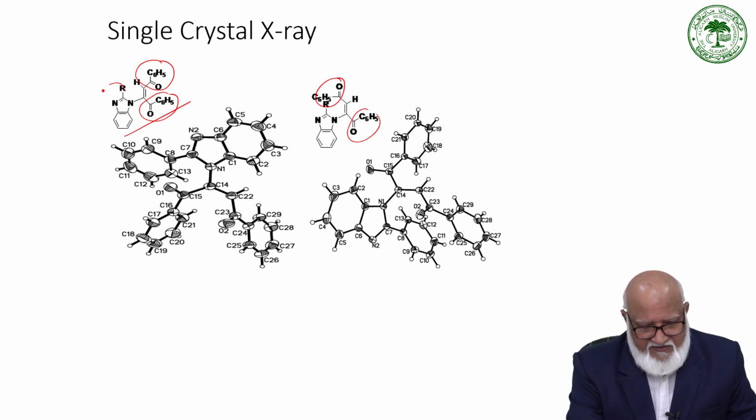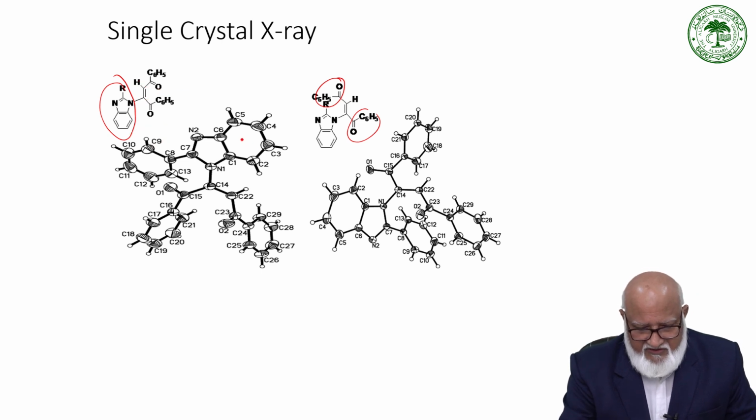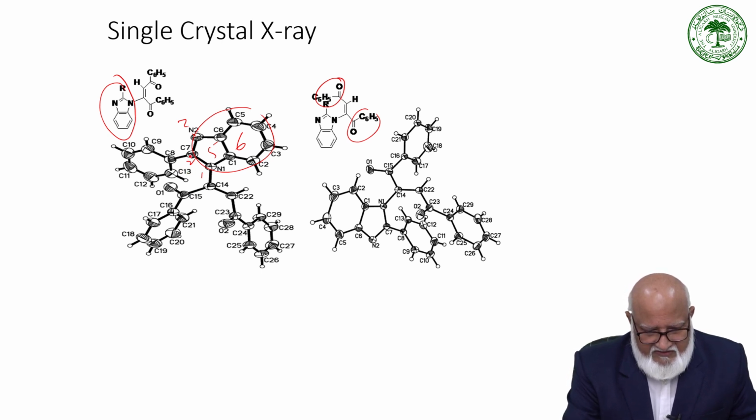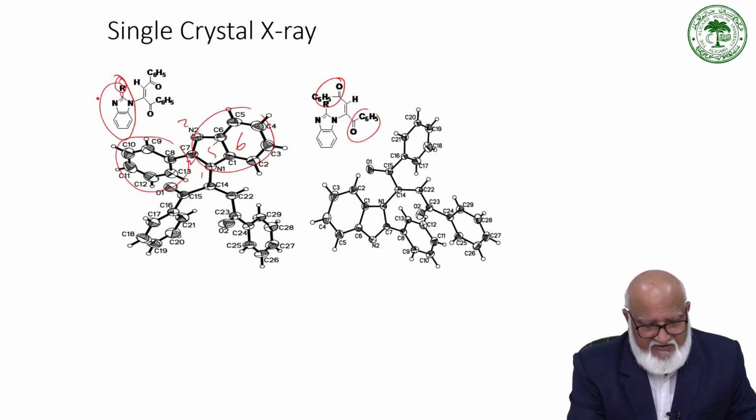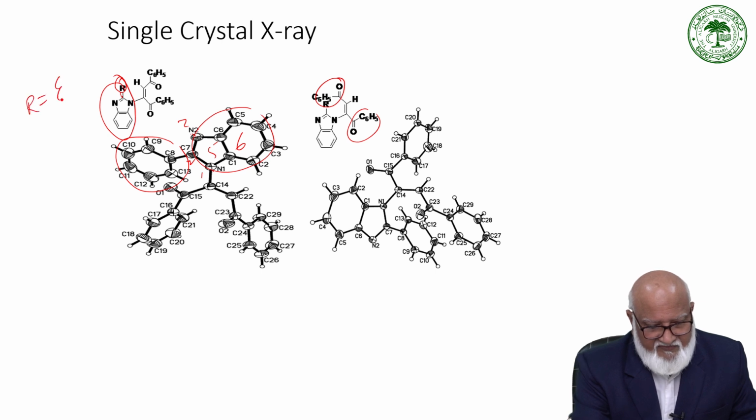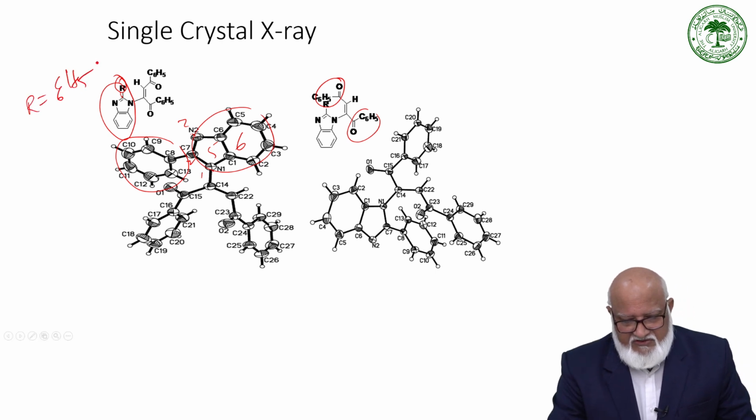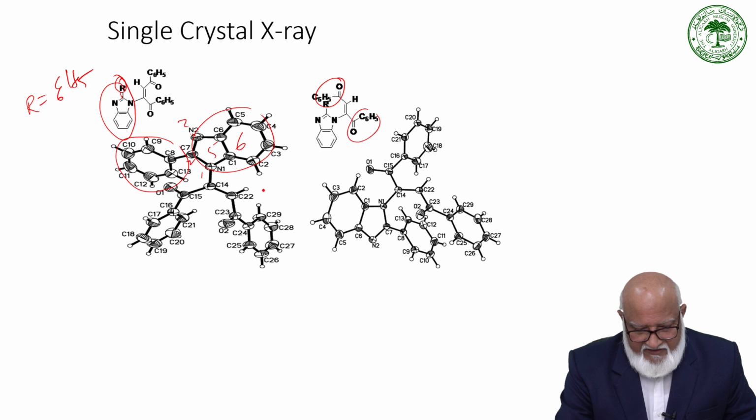Here we can see the benzimidazole ring, with the six- and five-membered rings. These are the two nitrogens at the 1 and 3 positions. At the carbon between the two nitrogens there is a phenyl group, where R is equal to C6H5. So it's a phenyl group, and then the two benzoyl groups.